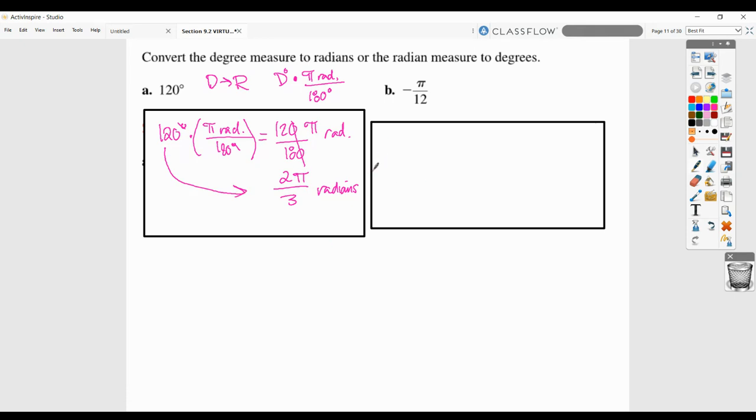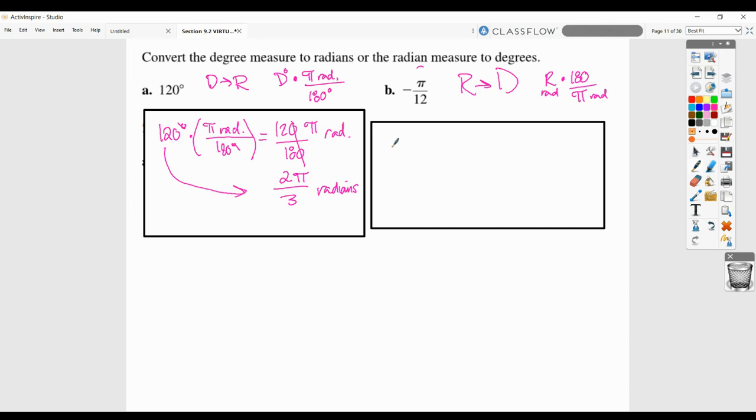Degrees to radians. Now let's go backwards. How do I know that this is in radians? Well, there's no degree symbol and it has a pi in it. To go from radians to degrees, you take your radians and multiply by 180 over pi radians. What will happen here is your radians will cancel, and oftentimes your pi's will cancel.